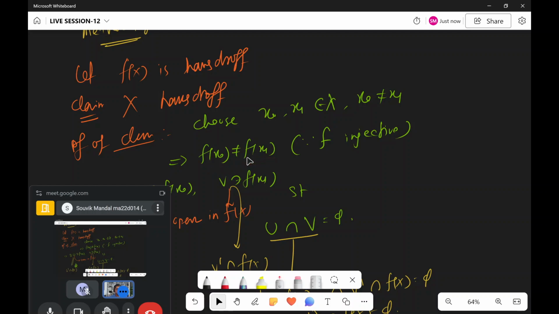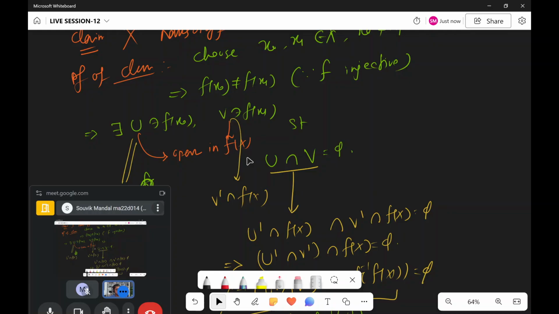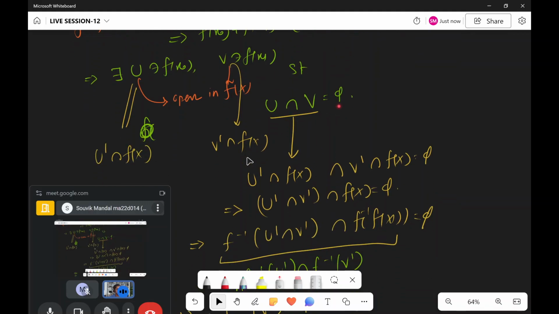Now we have assumed that f(X) is Hausdorff, so there is an open set U, open in f(X), and an open set V, also open in f(X), with U containing f(x0) and V containing f(x1), so that U intersection V is empty. Now by means of the subspace topology, U is open in f(X). This tells that U can be considered as U' intersection f(X).